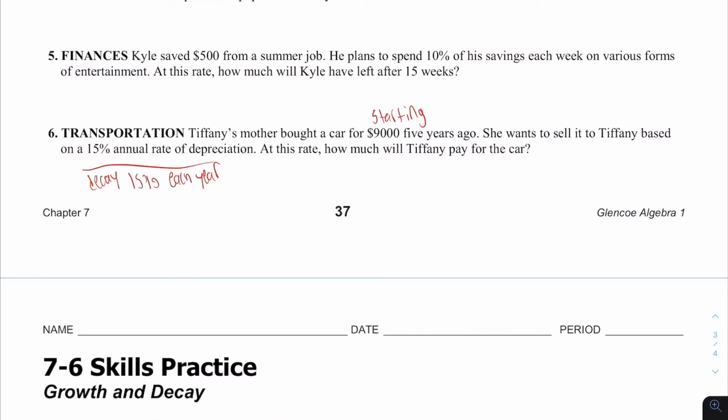So they're going to buy this car, they're going to sell the car, and then how much is in between those two amounts is, the mom bought the car and they're going to sell it to the daughter. So the daughter's going to pay for it. So they just want to know how much this car is worth after 5 years. So that would just be y equals 9,000 times 1 minus 0.15 to the power of 5, because we're talking about 5 years later. 9,000 times 0.85 to the 5th power.